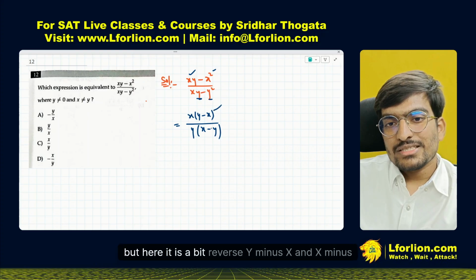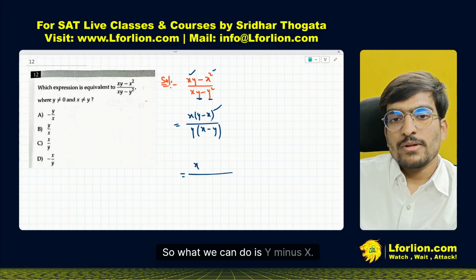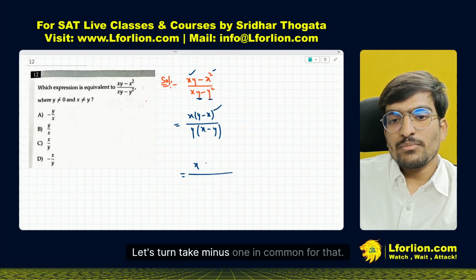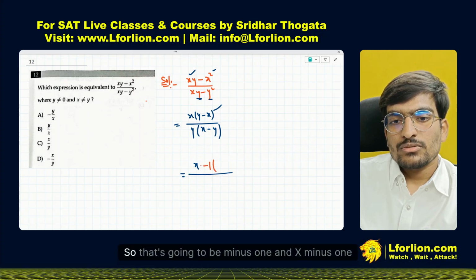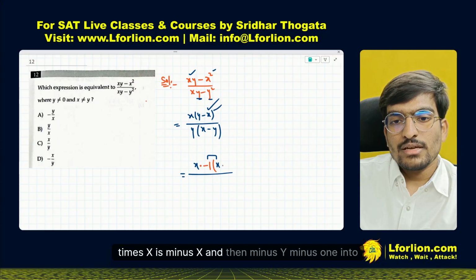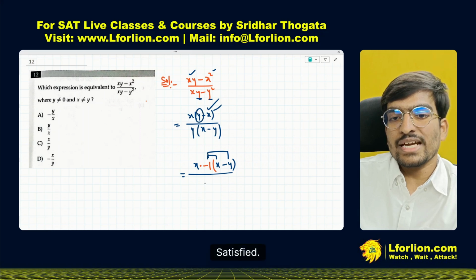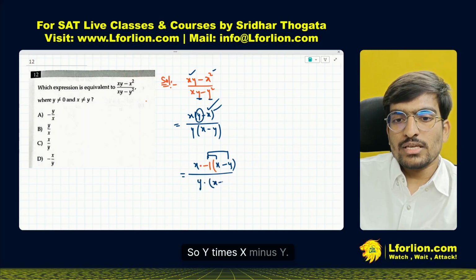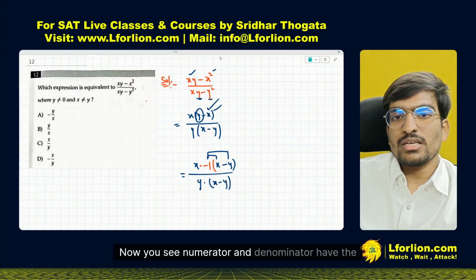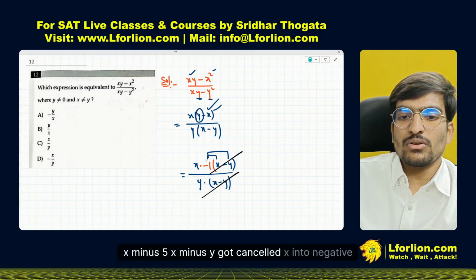But here it is a bit reversed, y minus x and x minus y. So what we can do is, for y minus x, let's take minus 1 in common. So that's going to be minus 1 times x minus y. Minus 1 times x is minus x, and minus 1 into minus y is positive y, which is positive y, satisfied. So y times x minus y. Now you see numerator and denominator have the common factor x minus y. X minus y got cancelled.